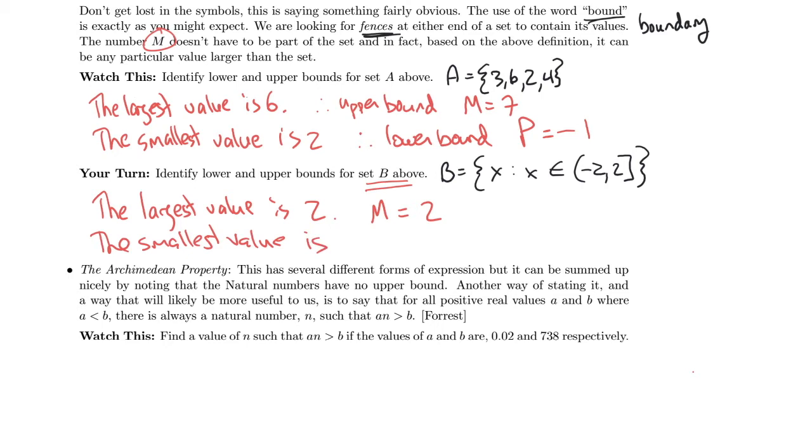is, well, actually, I don't know what the smallest value is in that set. Isn't that interesting? I don't know what it is. It gets closer and closer to -2, but bear in mind, -2 is not included in that. So what is the next real number that's bigger than -2? I don't know.